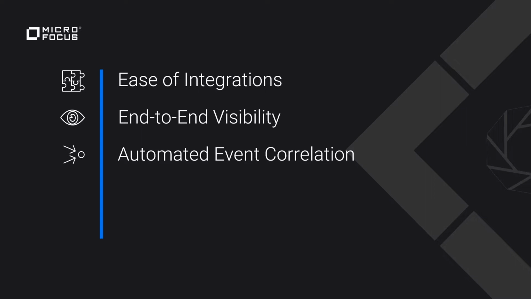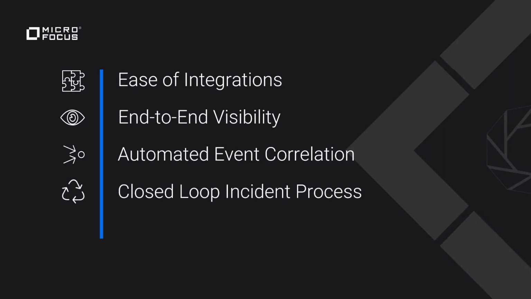Operations Bridge leverages artificial intelligence and machine learning to reduce event noise by over 90% through automatic event correlation. This helps you identify the root cause of problems faster and improve application uptime. With its built-in automation capabilities, OpsBridge can create a closed-loop incident process with existing ITSM tools, reducing human error and improving mean time to repair.